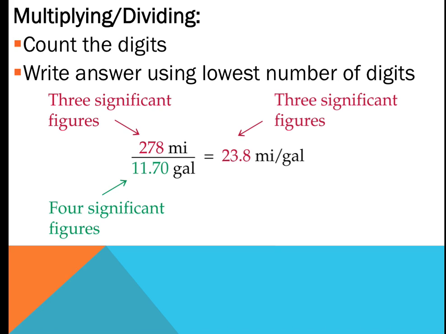Another example, keep in mind we are counting digits. Our first value says 278. That has 3 digits. We are dividing by a value with 4 digits, 11.70. When we do our math, we can only have 3 digits in our answer, so the answer is 23.8. We treat our units like we do variables, and we get miles per gallon.